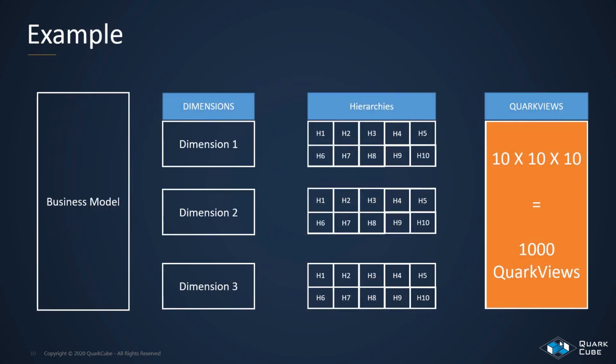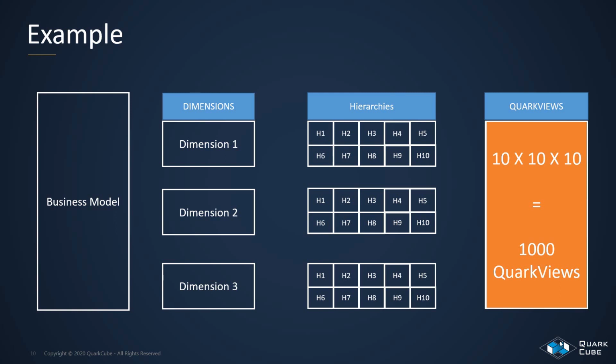Let me take this a step further. Imagine we have a business model with just 3 dimensions, and each of those 3 dimensions have 10 hierarchies each. Then the unique dimensional combination is determined by simply multiplying all the dimension hierarchies. That would be 10 multiplied by 10 multiplied by 10, which is equal to 1,000 Quark views. Now, not to be scared, all of these are managed internally. None of this complexity is exposed to the end user.